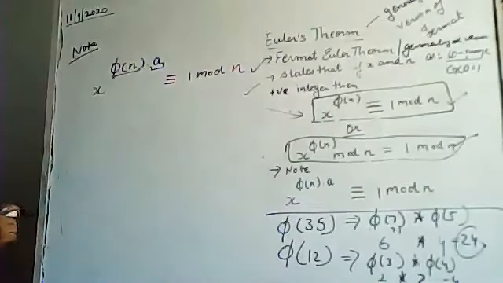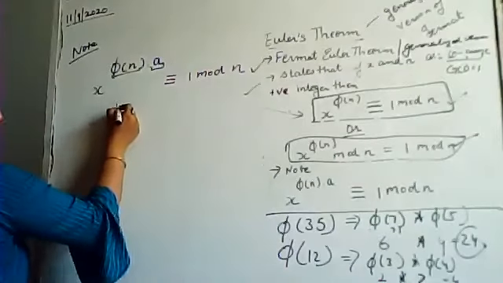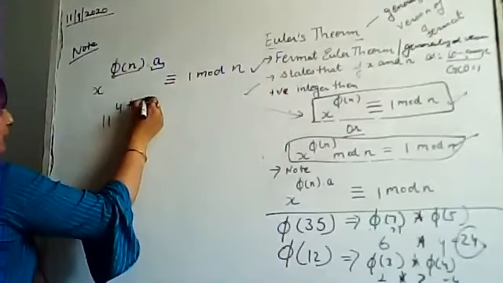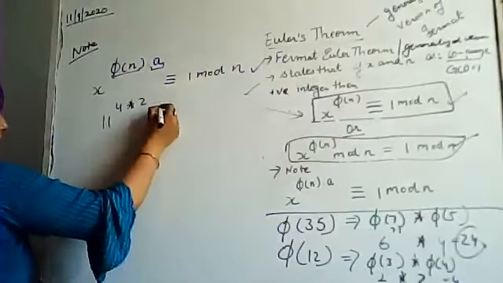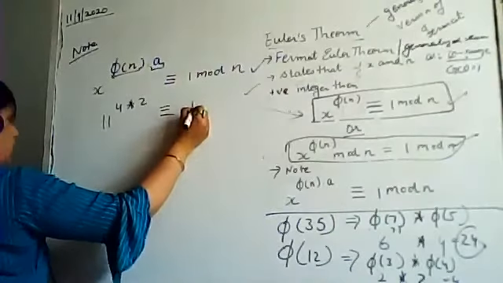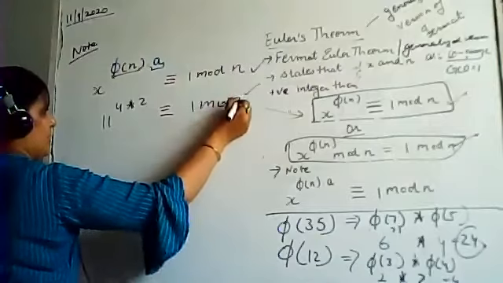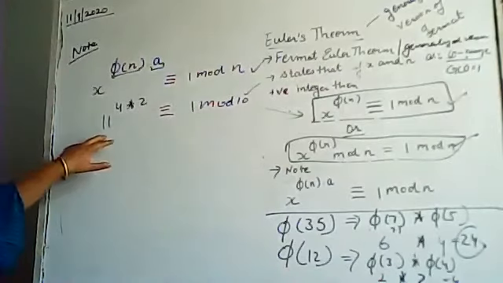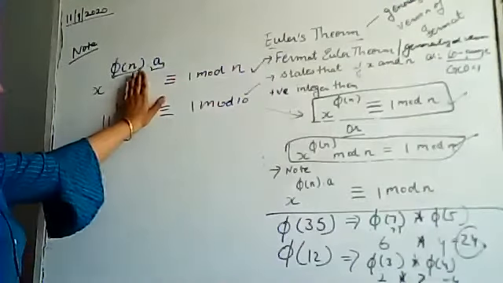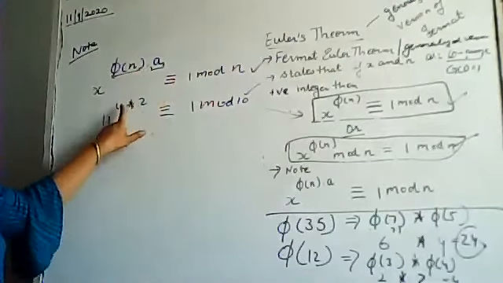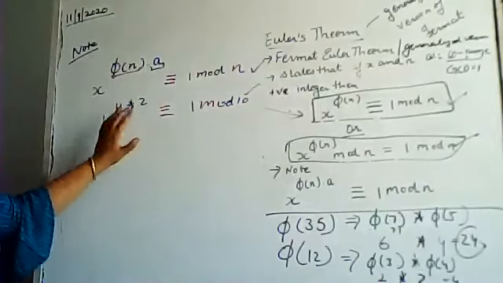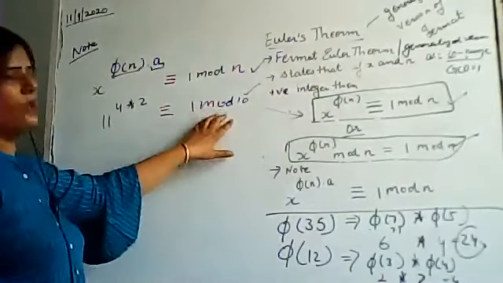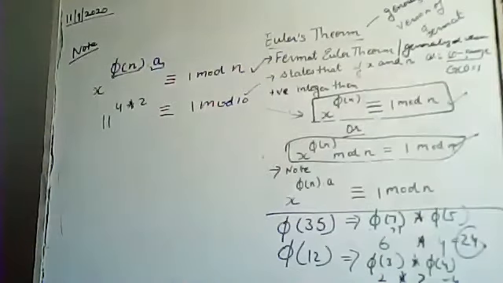Clear? Now let's suppose we have 11 raised to power 4 and I have used the value of a as 2. So that will also be congruent to 1 mod 10. This is the same example that we have discussed previously. So if I multiply anything with this particular totient function, again that particular side will be congruent to 1 mod 10. So any multiple of phi n will give the same result.